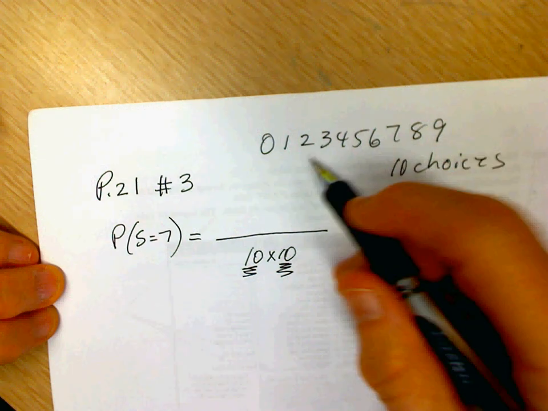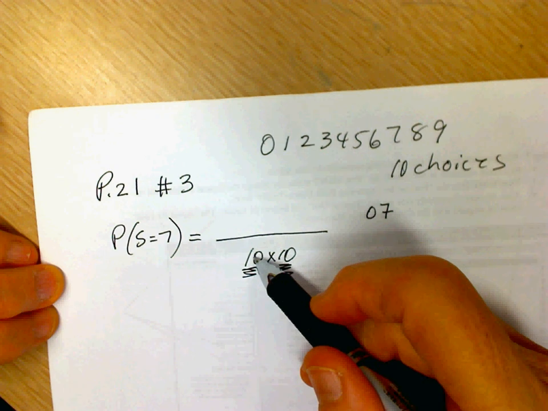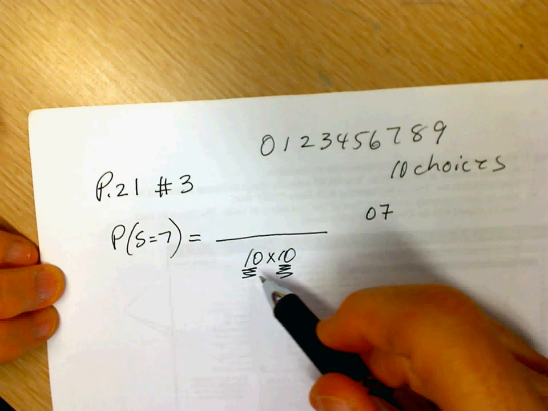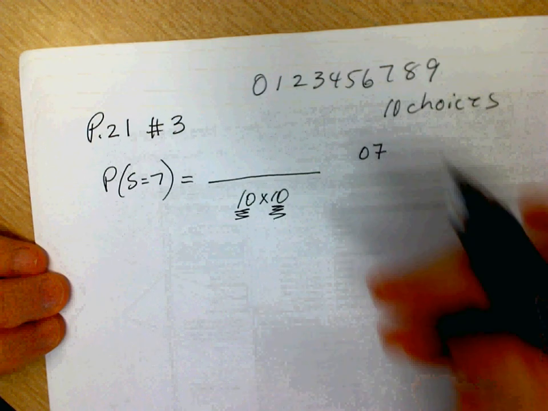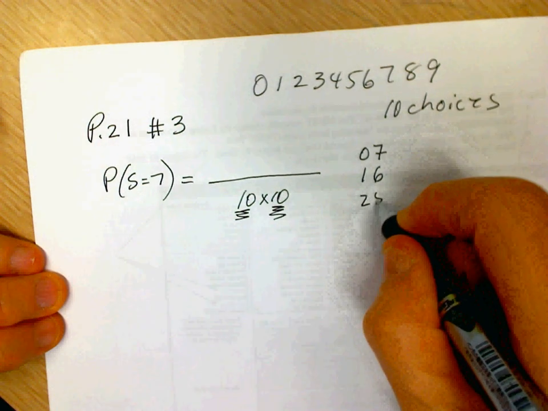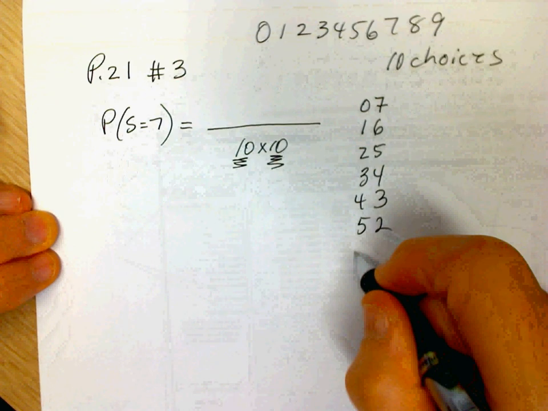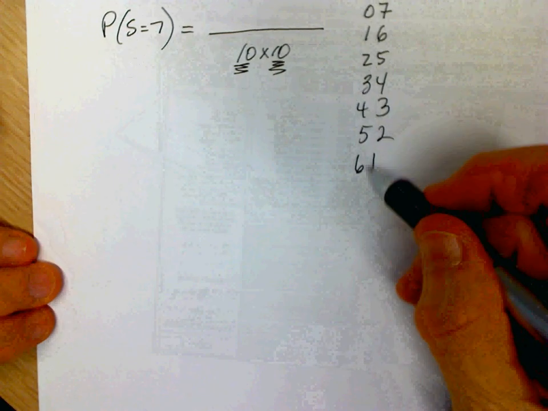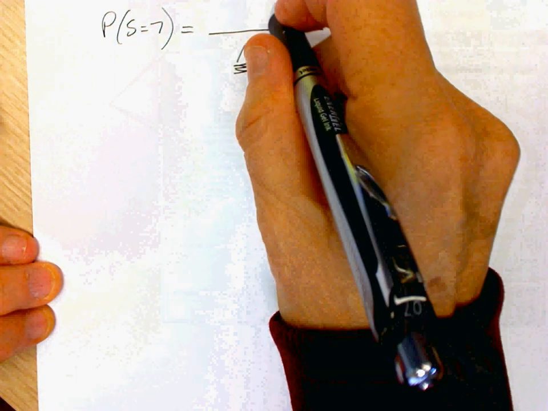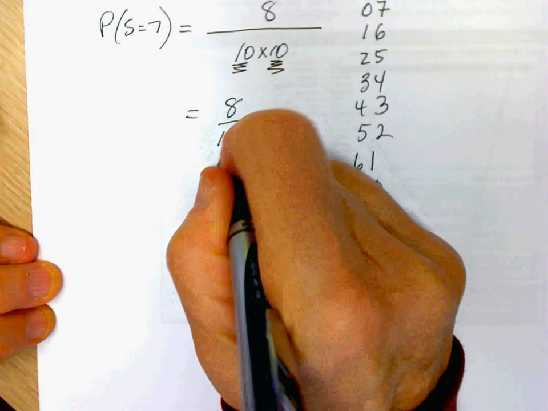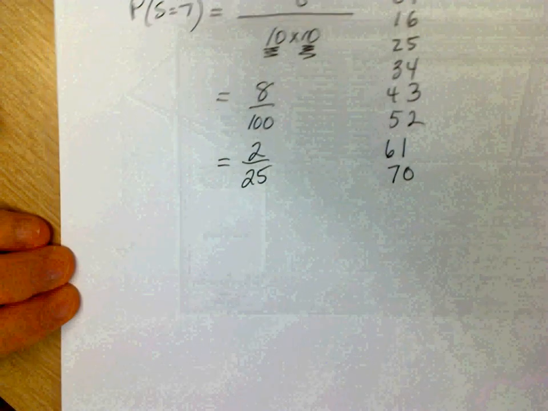How do we get this to add up to 7? Okay, so 0, 7, because this is going to include 0. This denominator, do you agree it will include 0, 7, and 7, 0? So we have to include it in the numerator. So 1, 6, 2, 5, 3, 4, 4, 3, 5, 2, 6, 1, 7, 0. So 1, 2, 3, 4, 5, 6, 7, 8 ways. So this is 8 over 100, and that equals 2 over 25. Good?